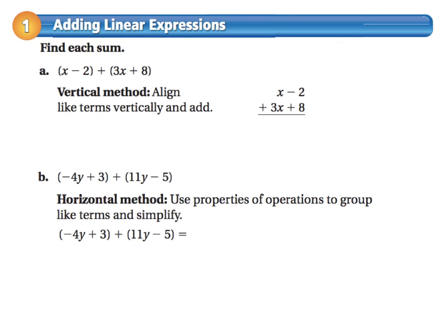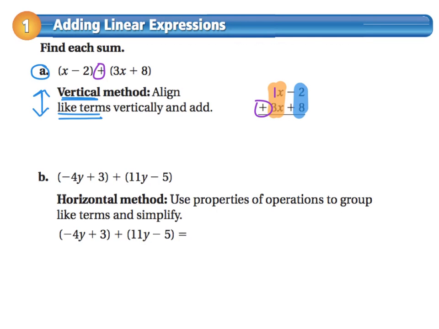So if we look at this first one, we're given x minus 2 plus 3x plus 8 in part A. And it teaches us that the vertical method, so that means up and down, is align your like terms vertically and then add. So they took x minus 2, and right underneath it they stacked 3x plus 8. Notice our x's are lined up, and our constants, or numbers, are lined up. Once you make sure everything's lined up correctly, all you need to do then is simply add, because that's what we're doing in the original problem.